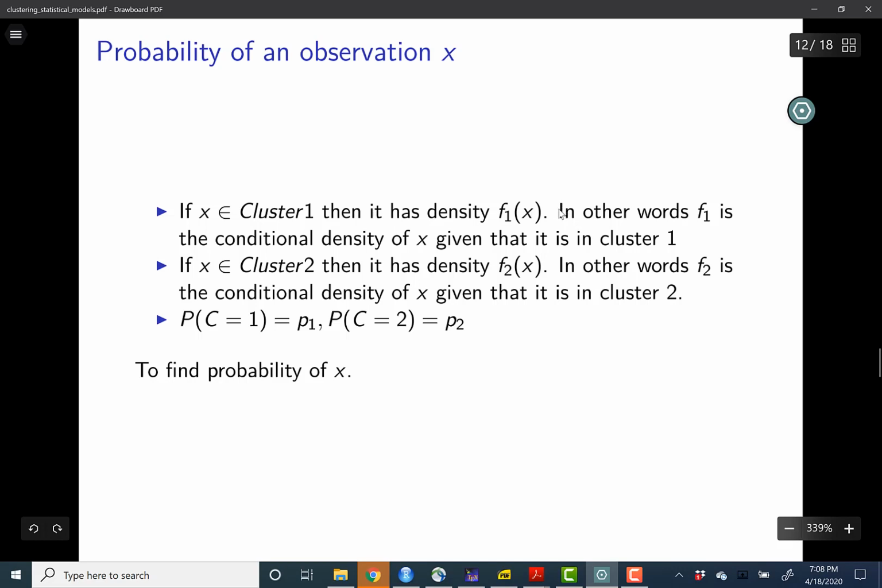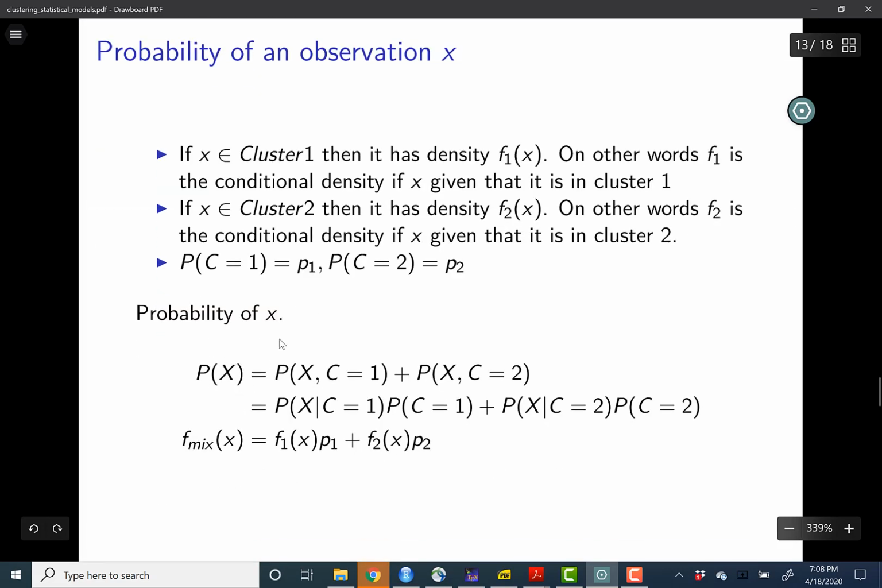For all of those folks who have taken 310, you have studied conditional densities. If you haven't, then you can just focus on this one line: if X is in cluster 1, it has density F1. If X is in cluster 2, then it has density F2, because that's our premise, that's our assumption. Or we can think of F2 as the conditional density of X given that it is in cluster 2. Probability of C we have already discussed. So to find the probability of X, what do we need? We have all of these ingredients, and these are enough to find the probability of X. So let's see.